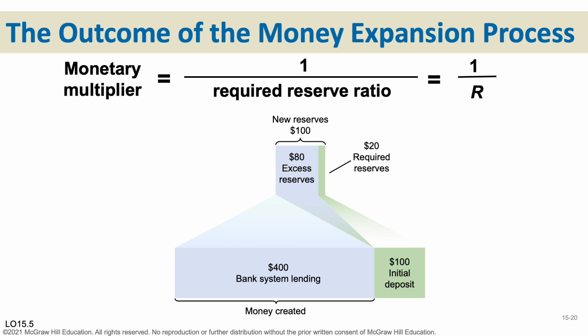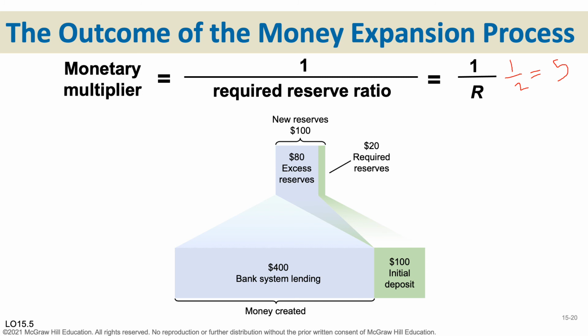This just puts it in a different format. So this is our money multiplier. We know it's 1 divided by the required reserve ratio. So in our example here in this book, we just said it's 1 divided by 0.2. And 1 divided by 0.2 is 5.